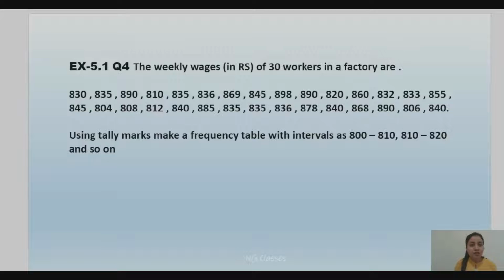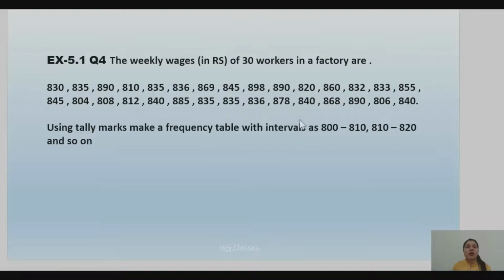Now we will solve one question based on tally marks. The question is: the weekly wages of 30 workers in a factory are given as data. Using tally marks, make a frequency table with intervals as mentioned here: 800 to 810, 810 to 820, and like this we need to take the intervals. Here, at first, we will understand how to group the data. First we take the interval 800 to 810, then 810 to 820, and then 820 to 830.